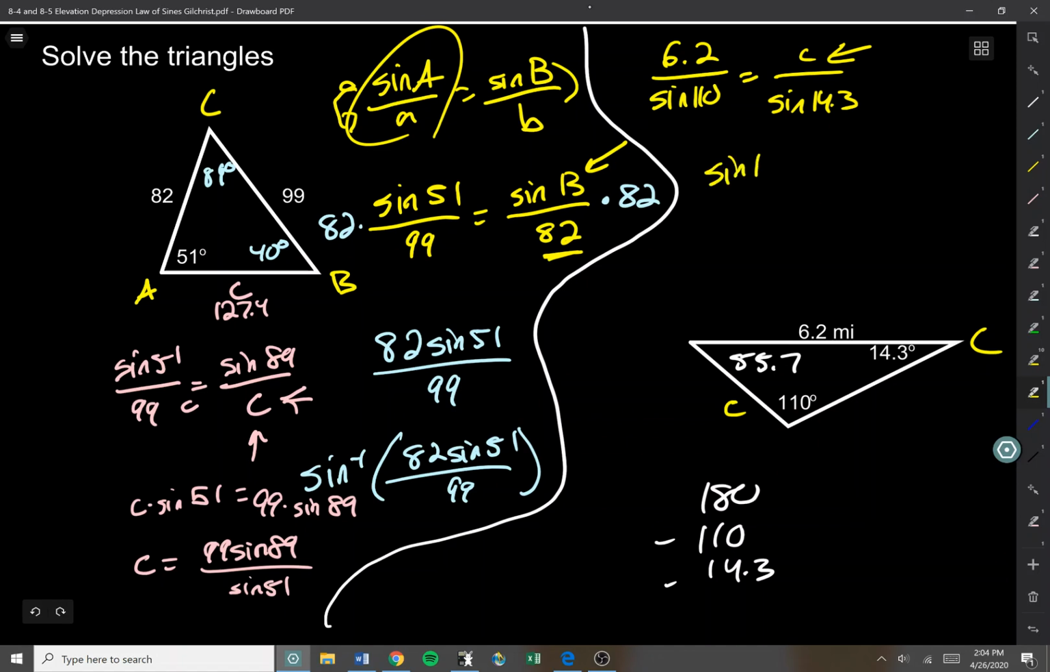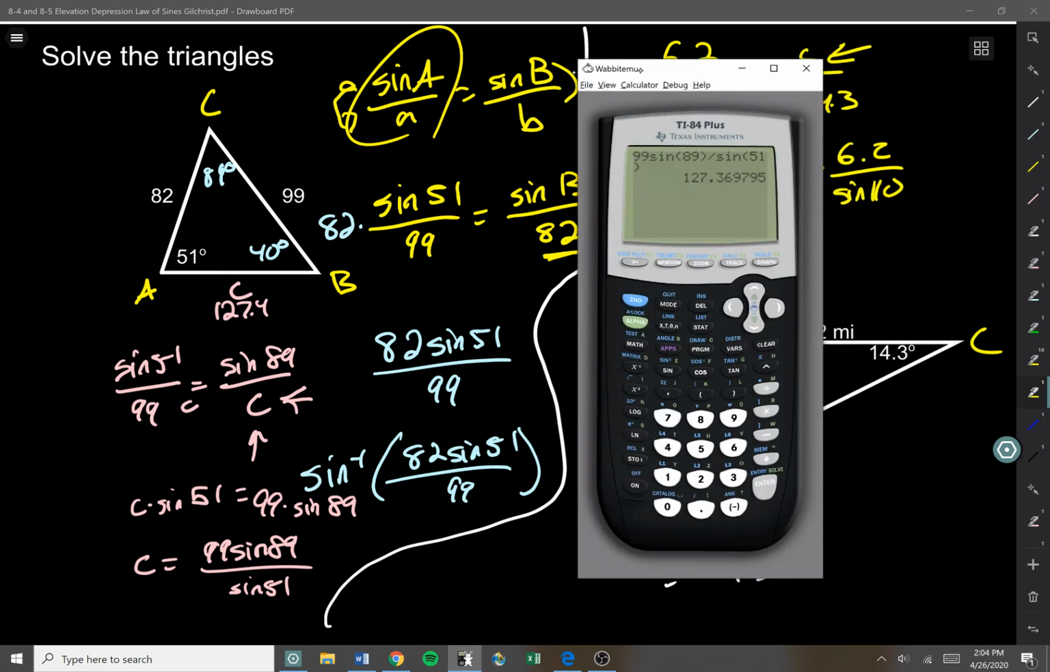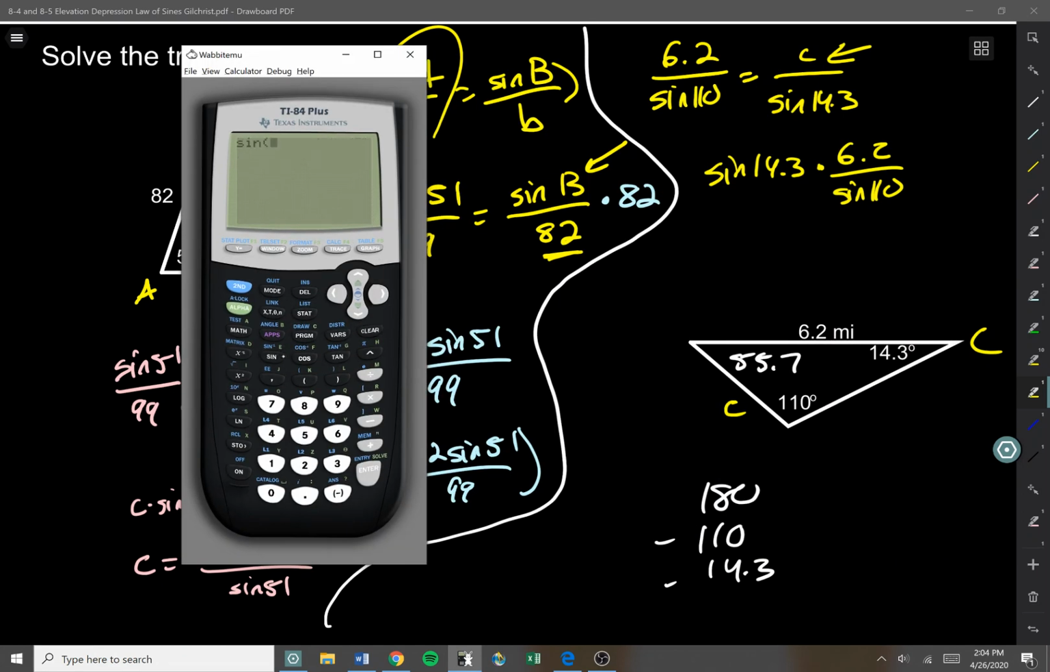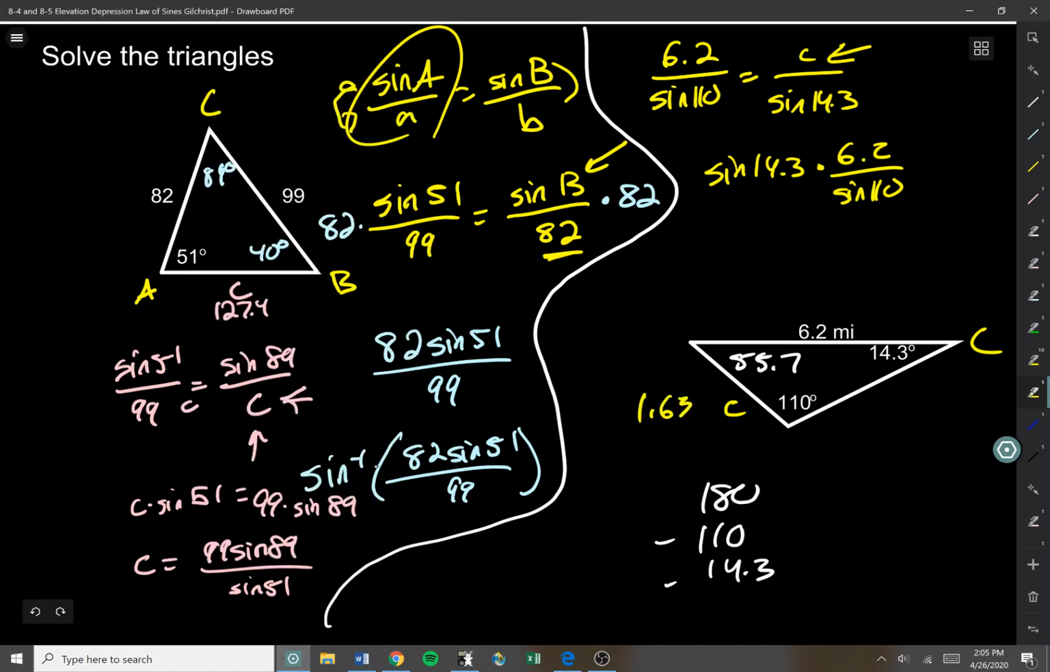So I just multiply both sides by the sine of 14.3. And I'm going to get my side, 1.63 miles. Okay, finally, let's find this side over here. I'm going to call it B. So here's triangle ABC. Let's find side B.